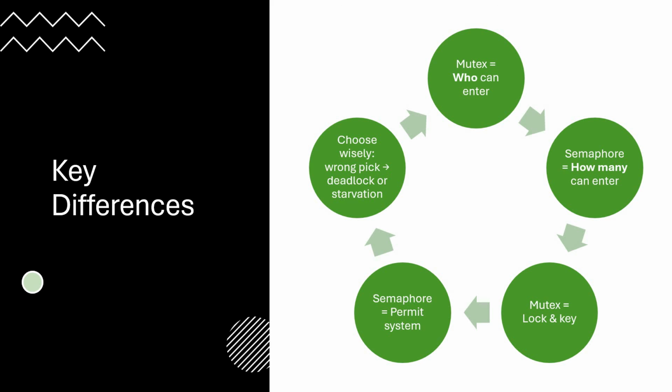Let's wrap up quickly with the key differences. Mutex controls who enters. Semaphore controls how many can enter. Mutex is a lock. Semaphore is a counter. If you are managing exclusive access, close your eyes, pick mutex. If you are limiting resource access, use a semaphore. Get it wrong and you risk deadlocks, starvation, or worse, performance nightmares.